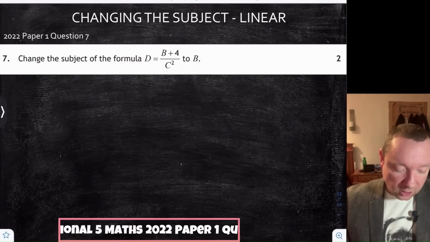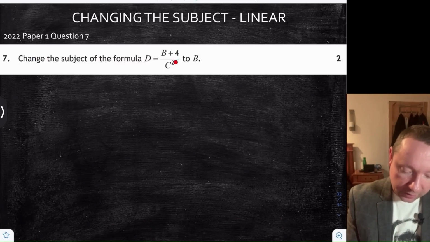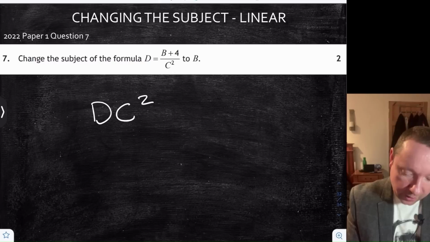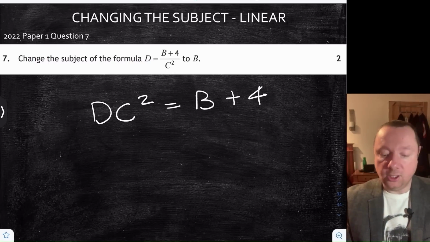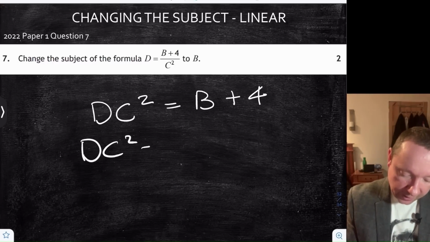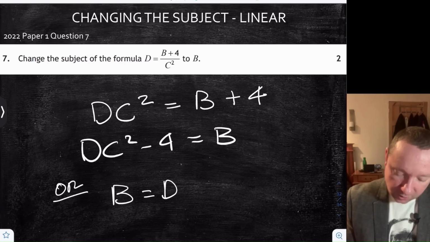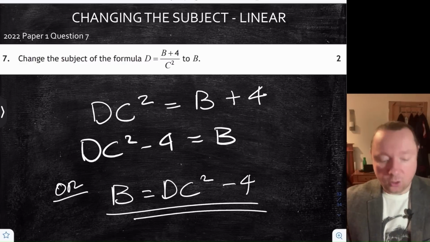22, paper 1, question 7. Change the subject of the formula to b, but there's a fraction. The first thing is it's divided by c squared, so times both sides by c squared. So first step, dc squared equals b plus 4. And now we can just take away 4 to get b. So we've got dc squared minus 4 equals b, or if you prefer, b is dc squared minus 4. And that's a nice 2-mark question.